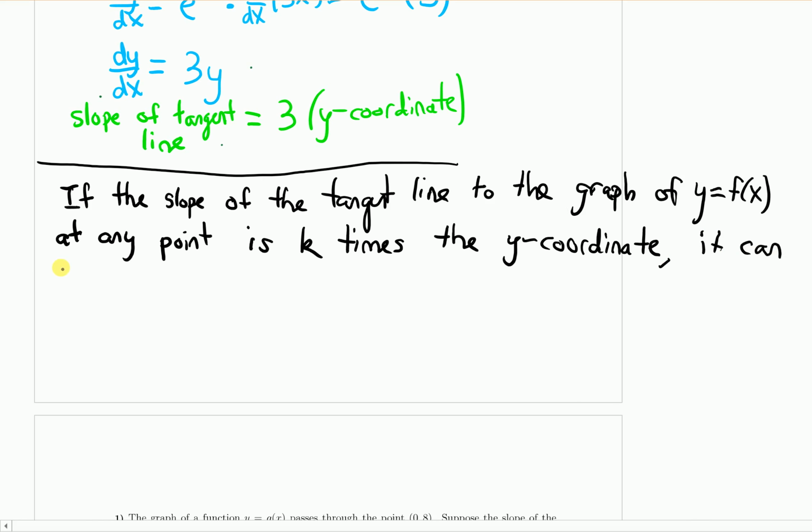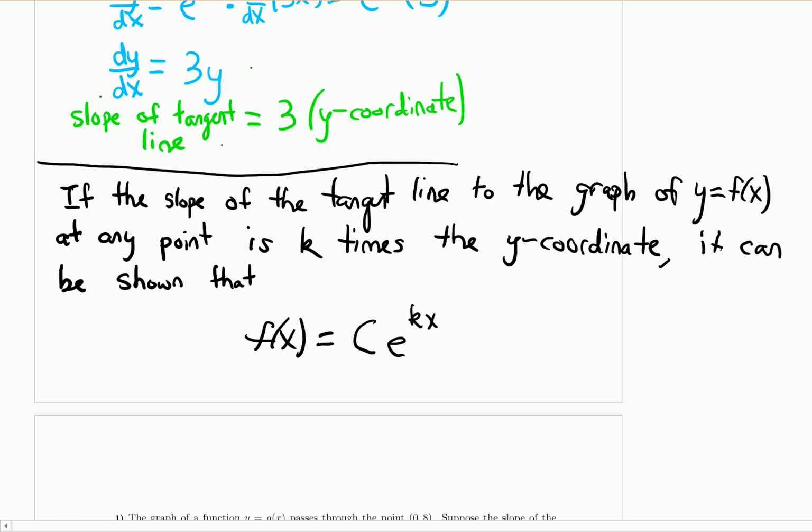It turns out, it can be shown that our function was an exponential function. So it has a general form. It can be shown that f of x had to look like something of the following form. It has to equal c, where c is some constant, times e to the kx.